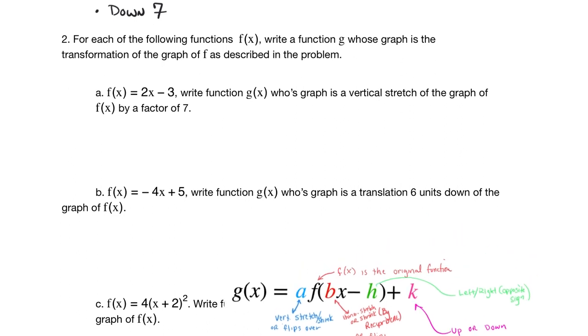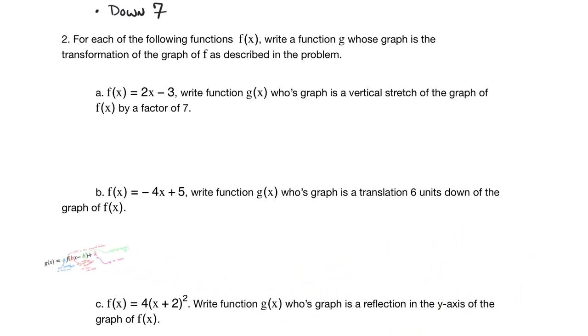All right, and now that we've seen how to do this, I'm going to get rid of that thing. It just kind of gets in the way here. Let's see. I want a vertical stretch by a factor of 7. That means g of x, my new function that I'm writing, it's got to be stretched. So I need an a value in front of the function. Remember, a's cause vertical stretches. So I want 7 times the function.